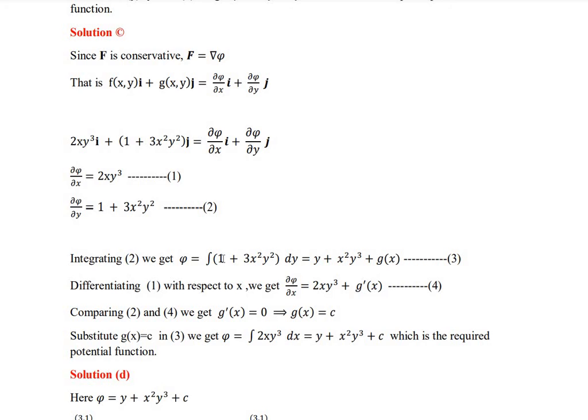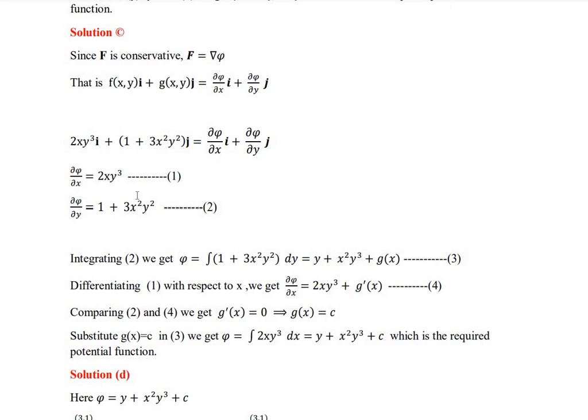So here x is a constant. We keep x as a constant. So the constant of integration we consider as a function of x, so that you take it as g of x.